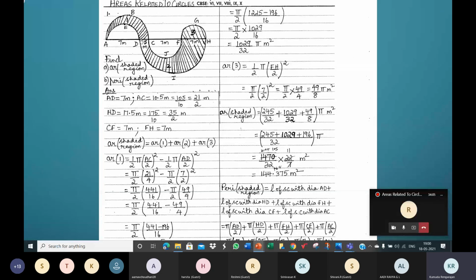What's the diameter? AD. Then what will be the radius? AD by 2. So this is the radius. Half pi, the radius is the diameter by 2, so AD by 2 the whole square. Don't forget the half, children. Half pi r square is the area of a semicircle.